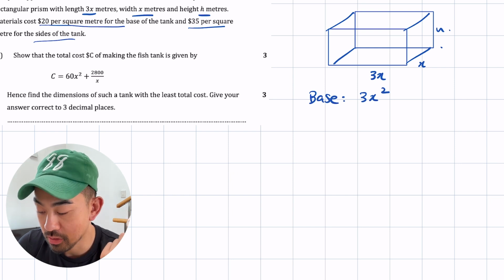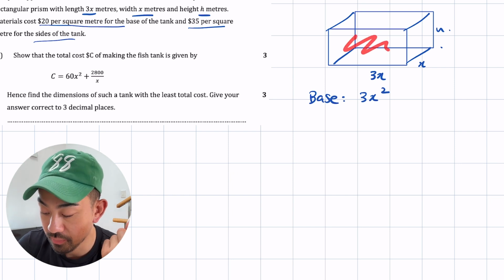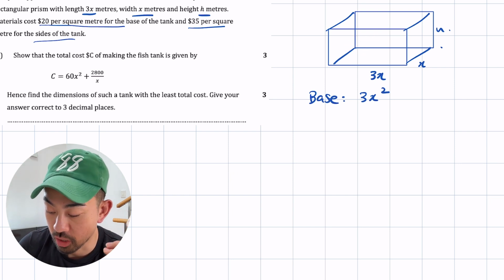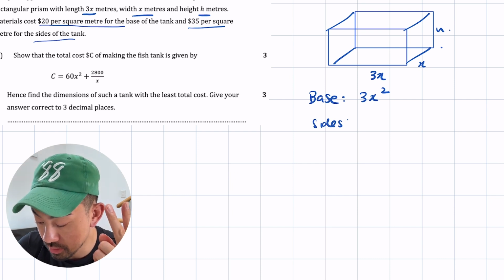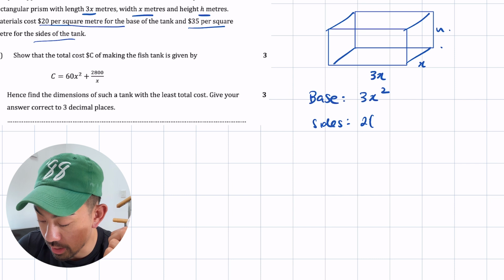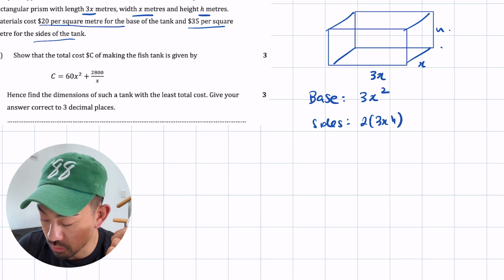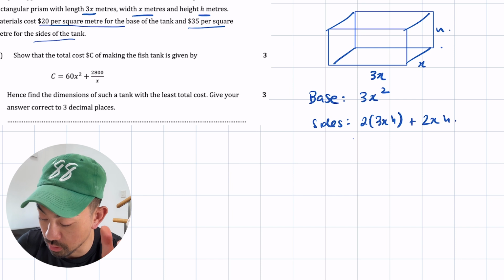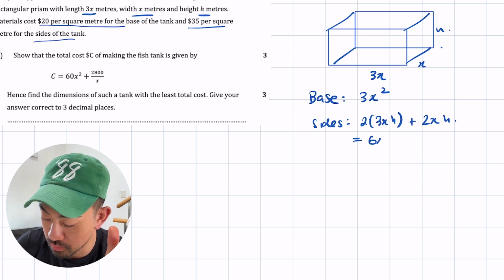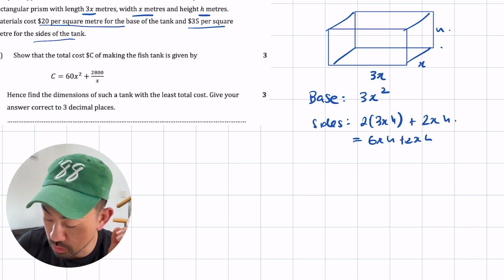And all the sides, so we've got this side, front and back, which is going to be 3x times h. We've got two of them. So the sides are going to be 2 times 3xh for the front and back. And then plus the left and right, you're going to have 2xh. So what does that simplify to? 6xh plus 2xh. So that's 8xh there.